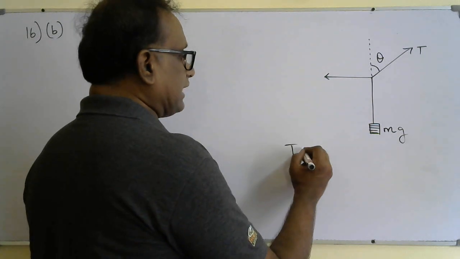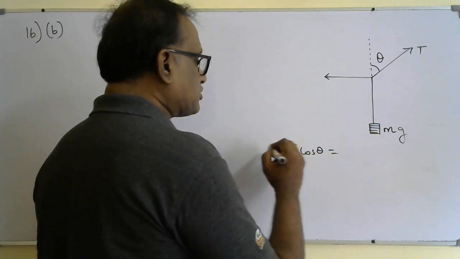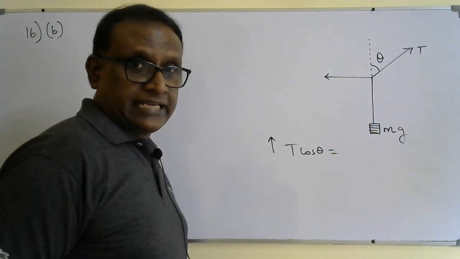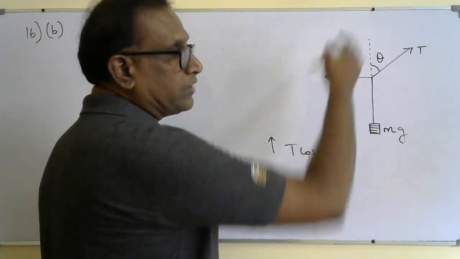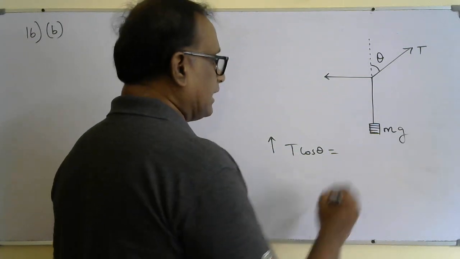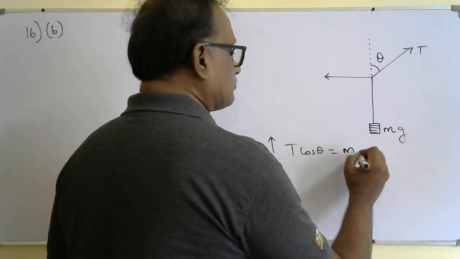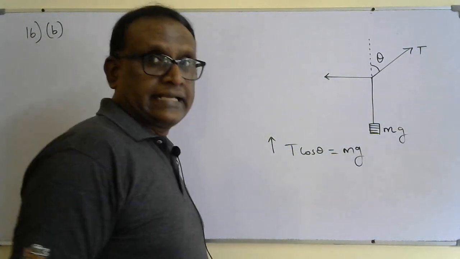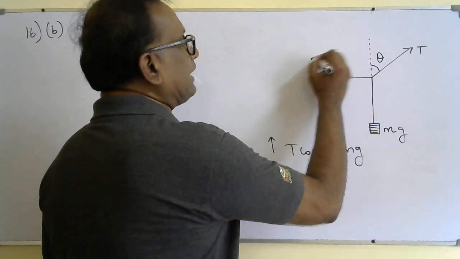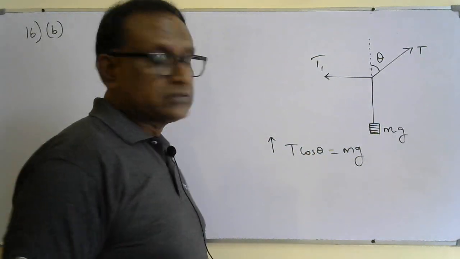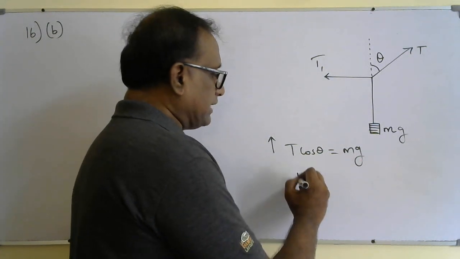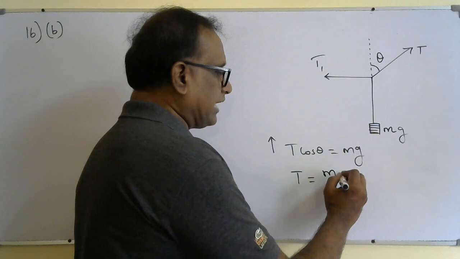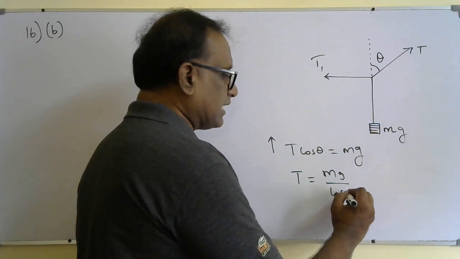So when I resolve vertically, T cos theta, this is horizontal, so it has no vertical component. T cos theta is equal to mg. So this tension could be T1, something else, we don't need to know that. So T cos theta equals mg. From this I can find T equals mg over cos theta.